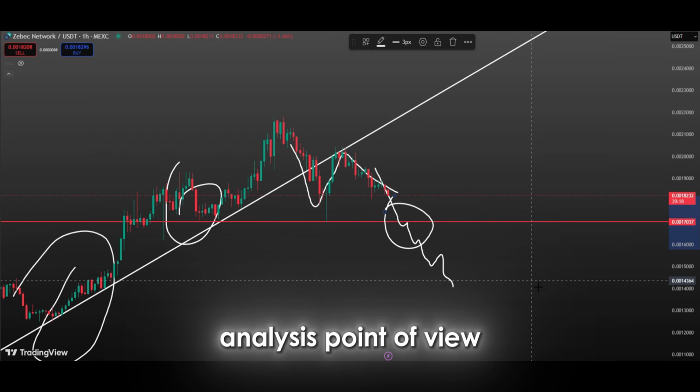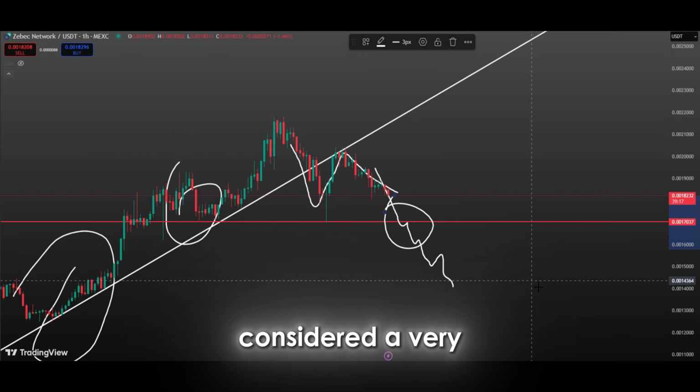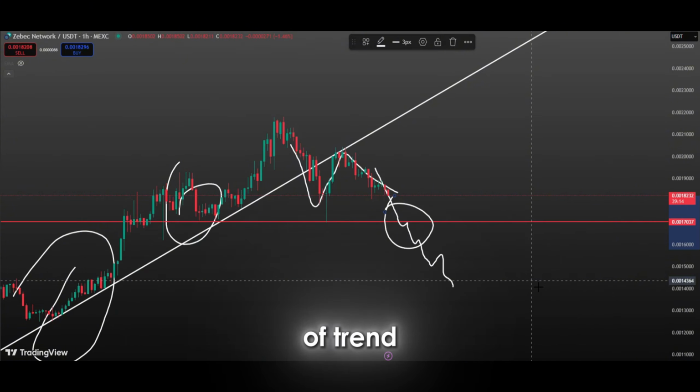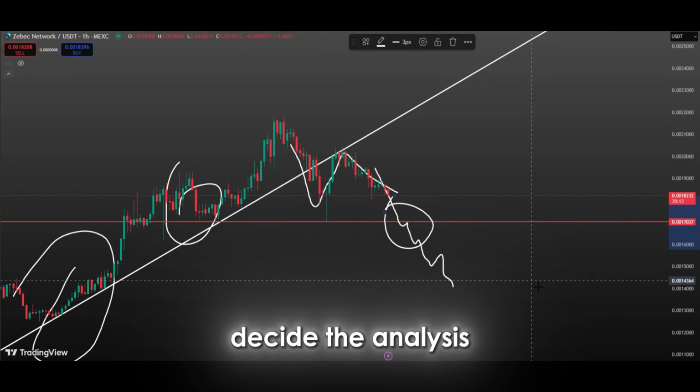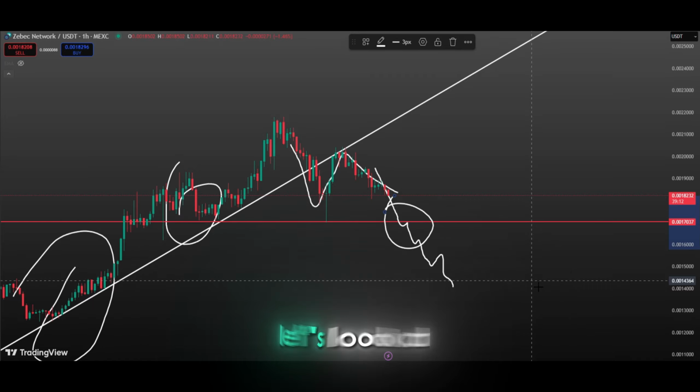From a technical analysis point of view, this move is considered a very cleanly executed pattern and provides traders with strong signals of trend reversal, but we can't decide the analysis with trends alone. Let's look at other metrics.